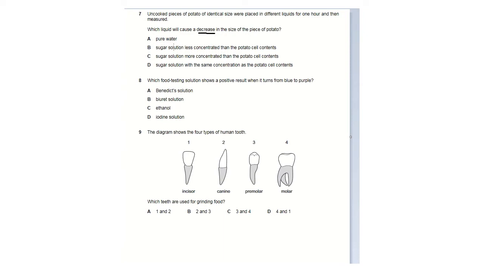B, a sugar solution less concentrated than the potato cell content, will also mean a net movement of water into the potato, so it can't be that one. Sugar solution more concentrated than the potato cell content? Yes, that will lead to water loss, the same way we saw in question 6. So C is the correct answer.